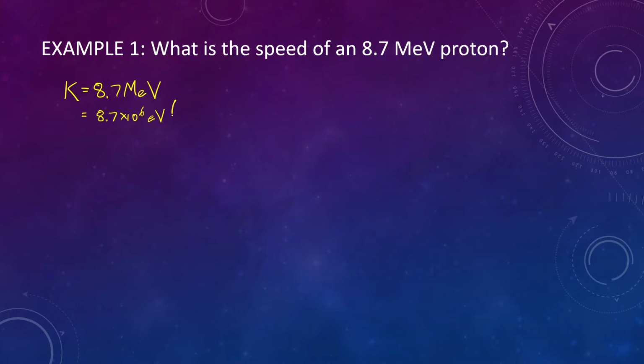Now we have a conversion factor between electron volts and joules that we introduced on the previous slide. For every 1 electron volt, we saw that there was 1.6 times 10 to the minus 19 joules of energy. Our electron volt units cancel out, giving us 1.39 times 10 to the minus 12 joules. So we have the energy now converted to joules. So we took the prefix mega into account and then converted our units from electron volts, eV, to joules, J.